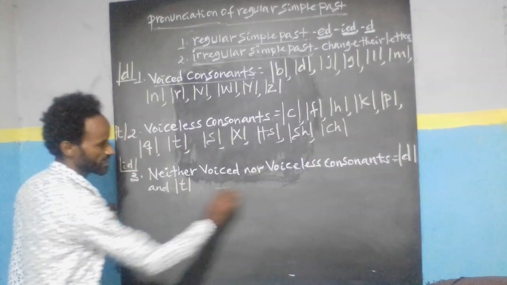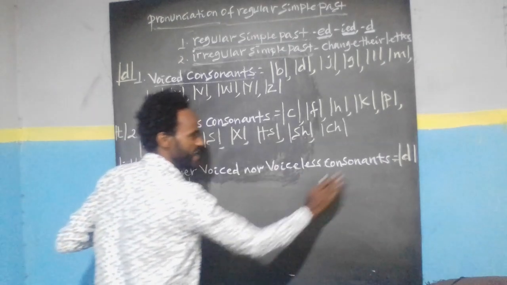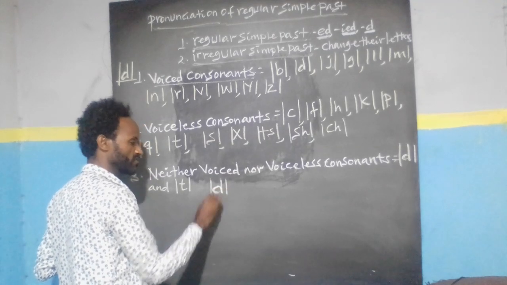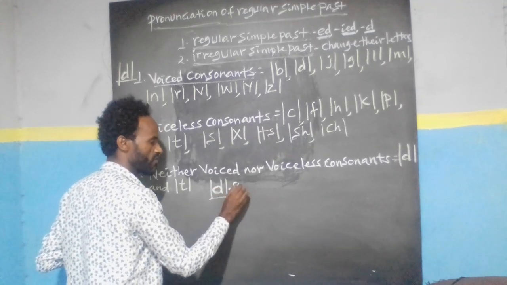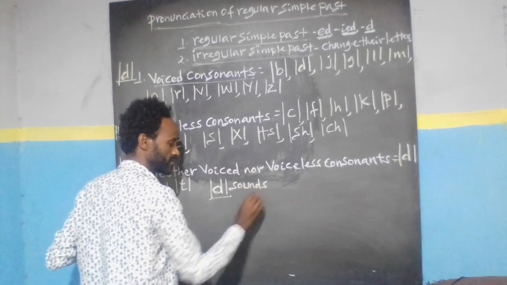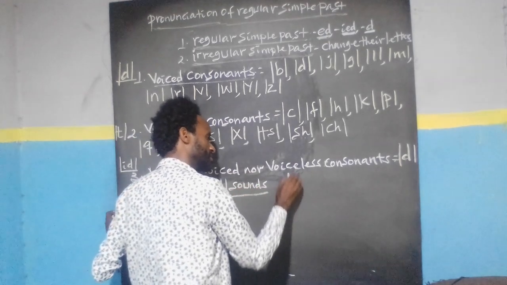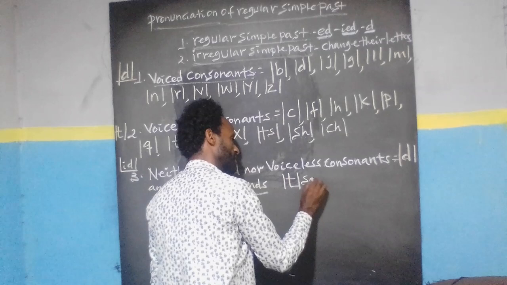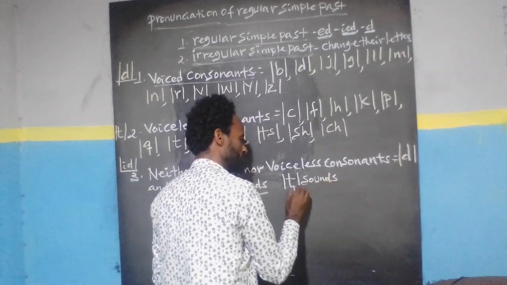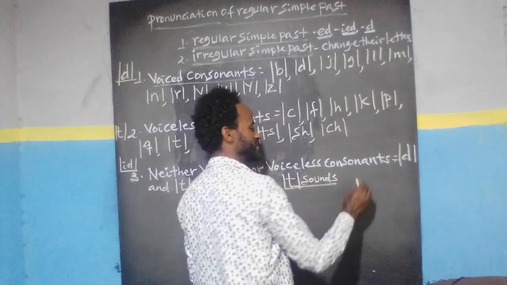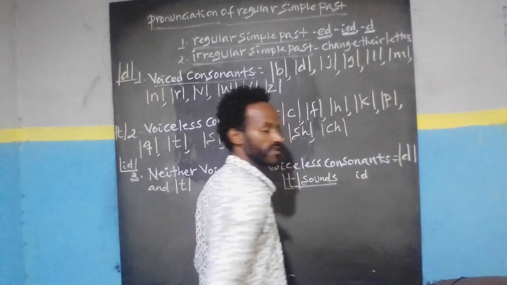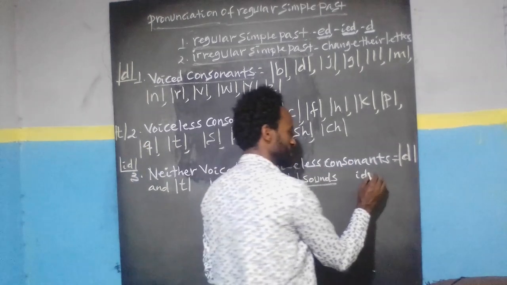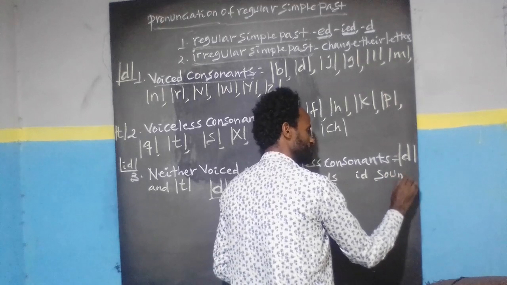For example, let me classify it first as D, T, and id sound. The first sound is what? The D sound. That means the voiced consonant letters. Yes, D sounds. And the second one is what? The T sound. T sound means voiceless consonant letters. Yes, T sounds. And the next and the last one is the id sound. Id sound means the consonant letters ending with D and T. Yes, id sounds.